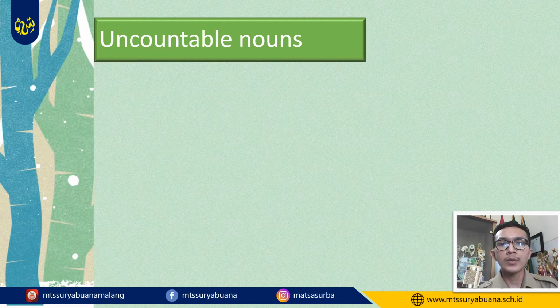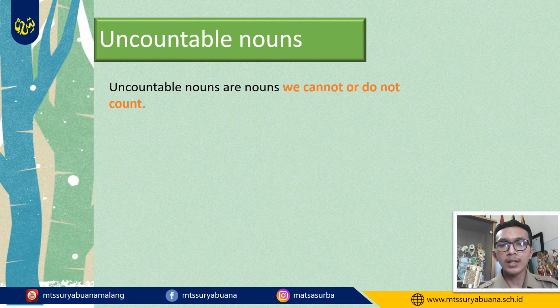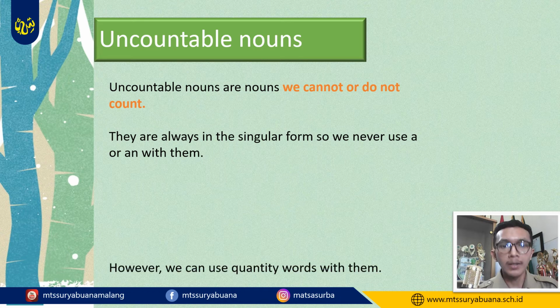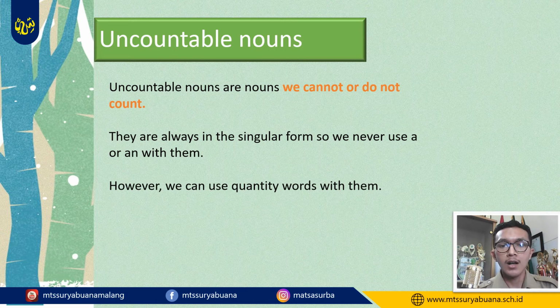Okay, the second type of noun is uncountable nouns. Uncountable nouns are nouns we cannot or do not count. They are always in the singular form. We never use a or an with them. However, we use quantity words with them, for example, a bag of, a cup of. For example, a cup of coffee, a cup of tea. Something like that.